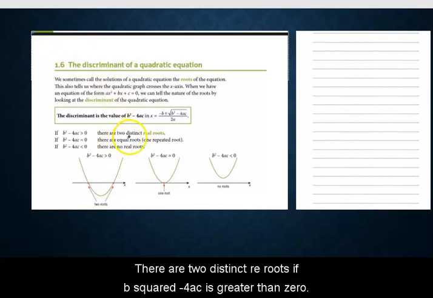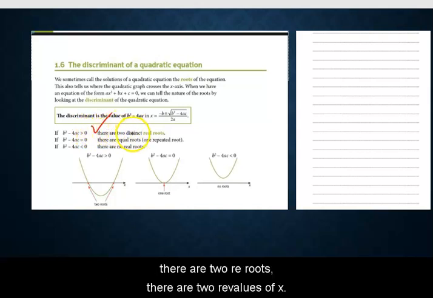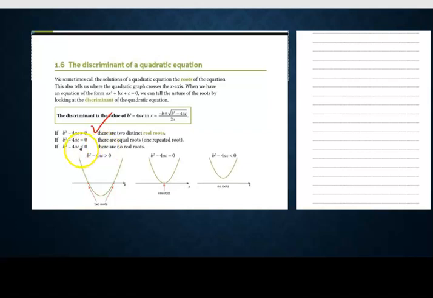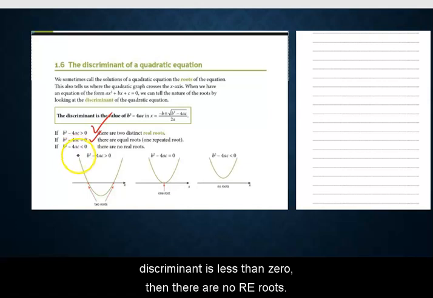There are two distinct real roots if b squared minus 4ac is greater than 0. So if the discriminant is greater than 0, there are two real roots. There are two real values of x. If the discriminant is equal to 0, there are equal roots, one repeated root. And if the discriminant is less than 0, then there are no real roots.